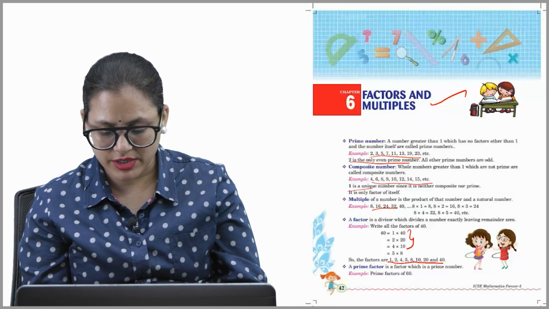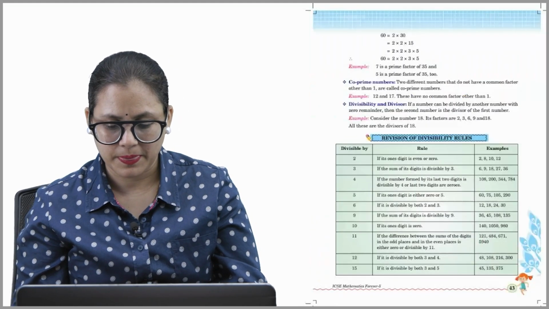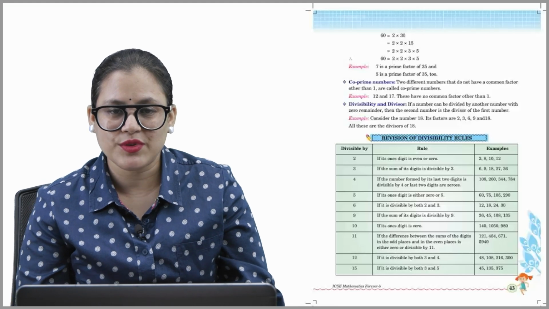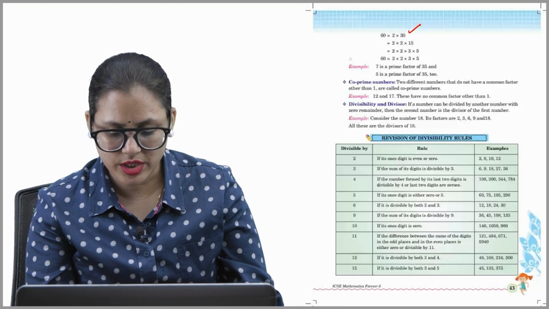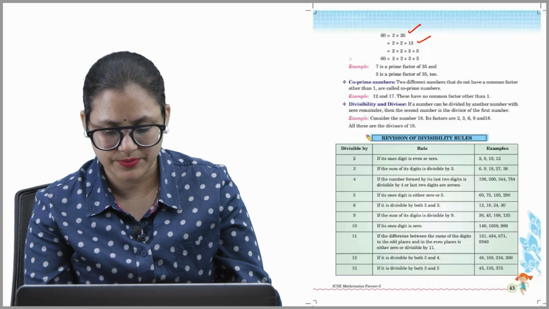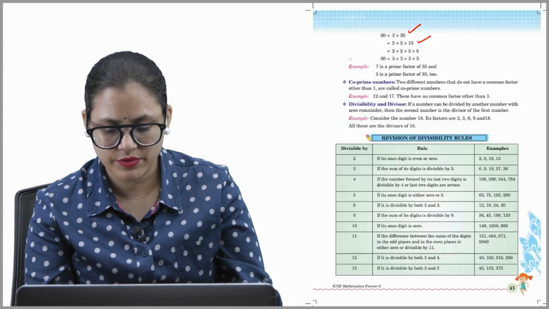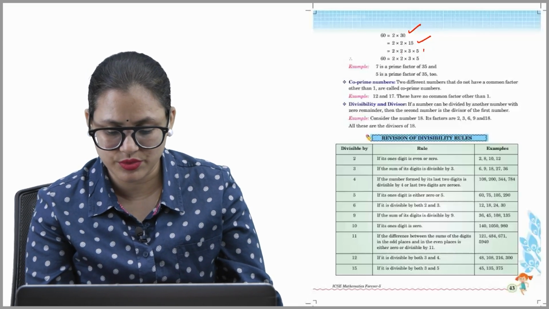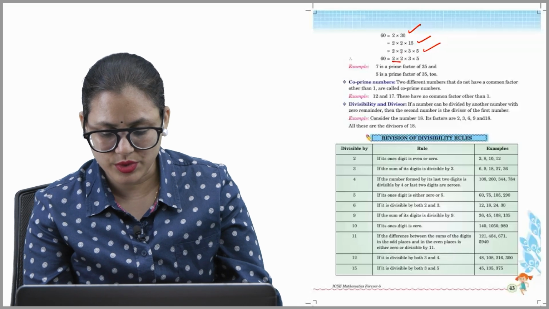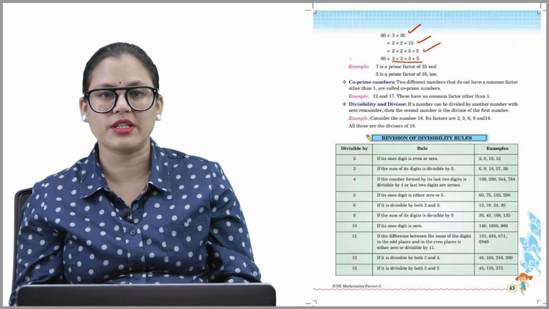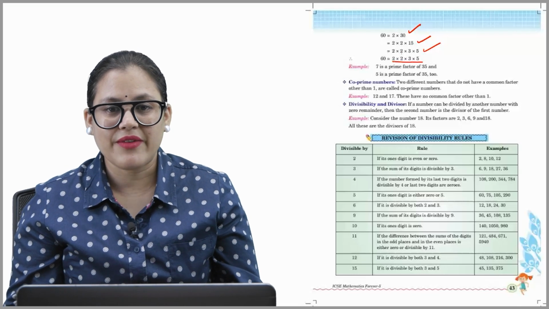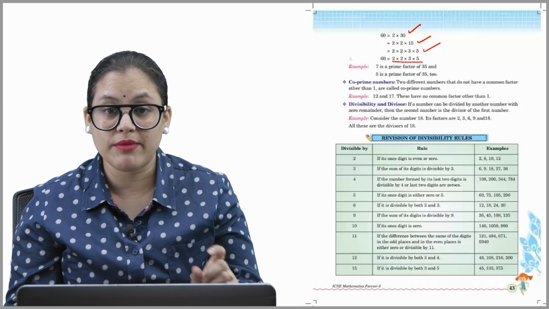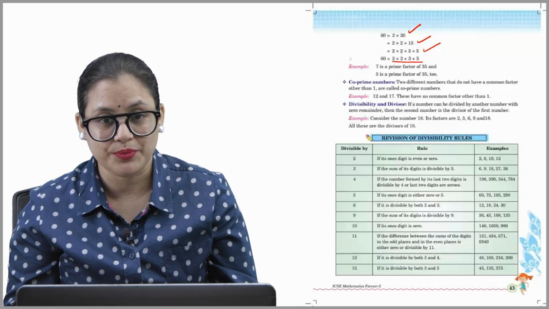Example, prime factors of 60. So, prime factors of 60: 2 into 30. Now, we will write it as 2 into 2 into 15. Now, 15 we can write as 3 into 5. So, 2 into 2 into 3 into 5. These are the prime factors of 60. 7 is a prime factor of 35 and 5 is a prime factor of 35 too, right?